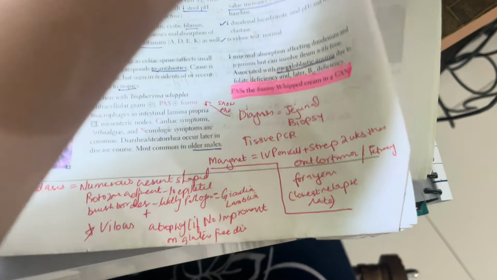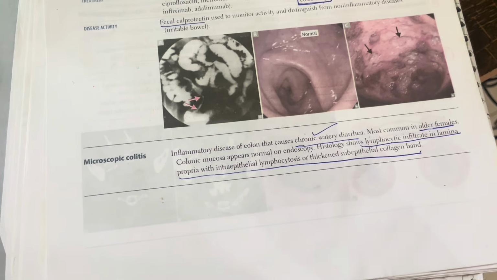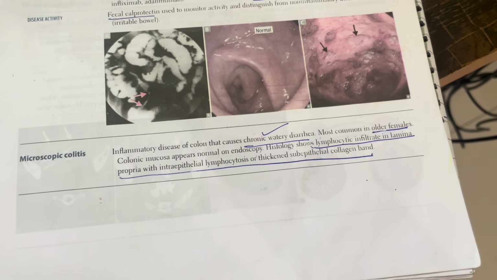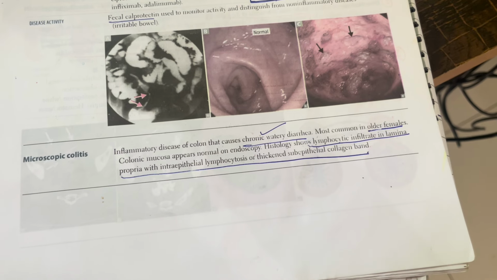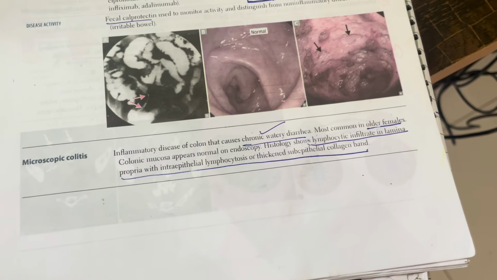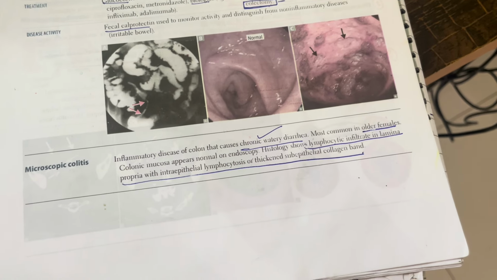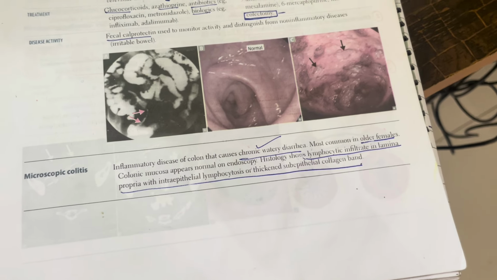Then if we move on, microscopic colitis is an inflammatory disease of the colon that causes chronic watery diarrhea. It is most common in older females, and the mucosa appears normal, with a lymphocytic infiltrate in the lamina propria, intraepithelial lymphocytosis, and thickened subepithelial collagen bands.